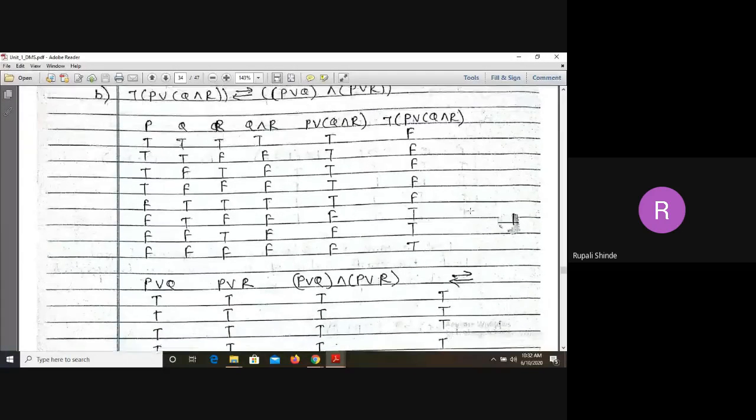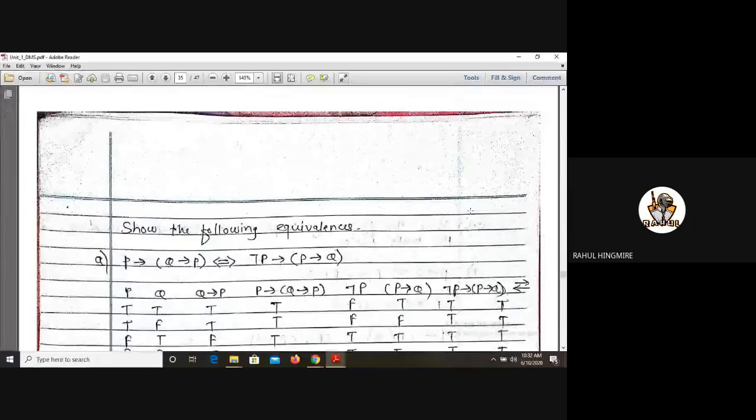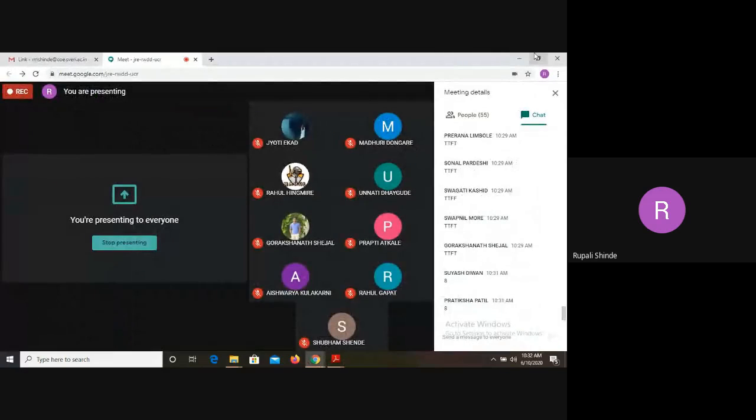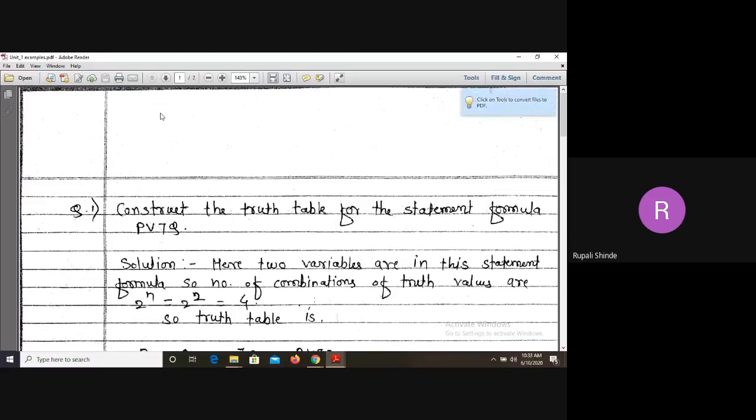Have you understood how to solve these kinds of problems? Yes, ma'am. Okay, here again some examples are there. Construct the truth table for the statement formula P or negation Q. First we have to analyze how many variables there are. Just 2 variables, P and Q, so 2 raised to 2, that is 4. Your truth table will include 4 combinations of truth values.